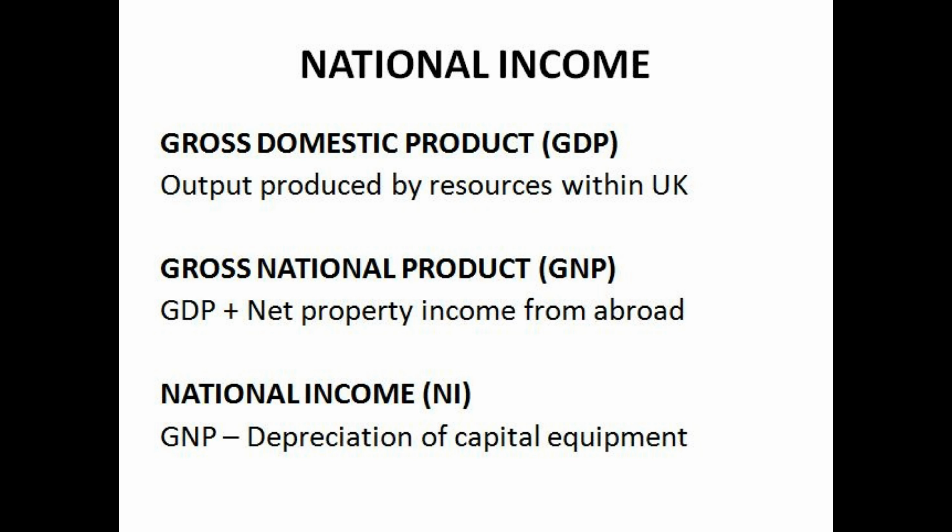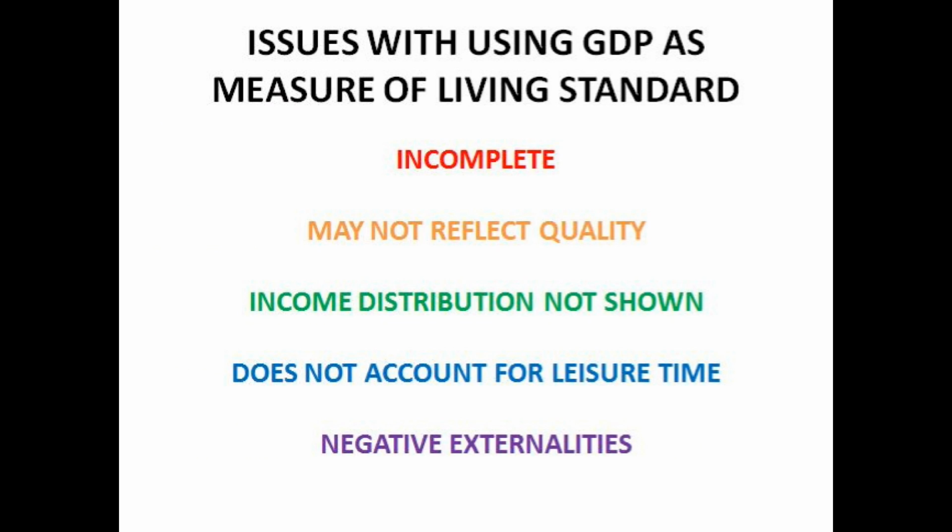Net property income from abroad is essentially all of the income we're getting into the country in profits, interest, that sort of thing, take away all the stuff which is going out. GDP is gross domestic product, something you're probably very familiar with, and it is output produced by the resources within the UK. It's the stuff that our factors of production are making.